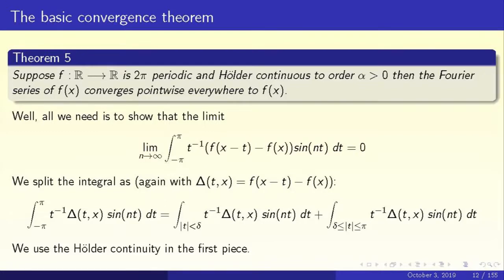So now let us split the integral into two pieces. Again, I have abbreviated f(x minus t) minus f(x) with capital delta. So the integral from minus pi to pi of t inverse delta sin nt dt equals the integral over the range mod t less than little delta plus the integral over the range mod t between delta and pi, right? The integral from minus pi to pi can be split in this way. Now for the first piece, use the Holder continuity. Let's see how that goes.